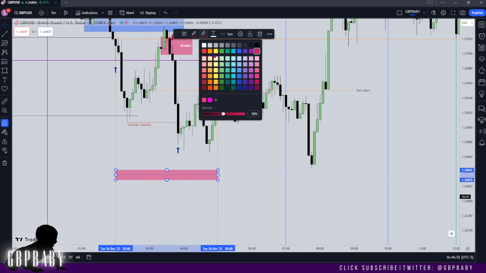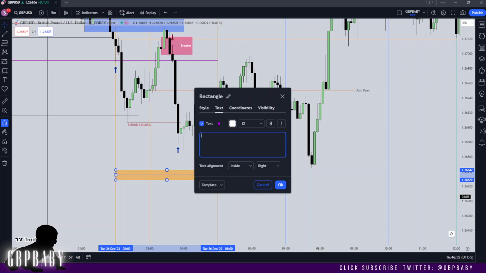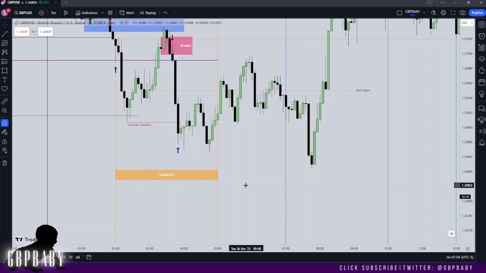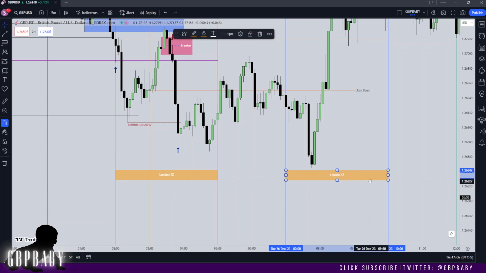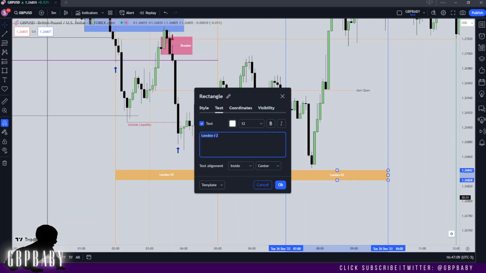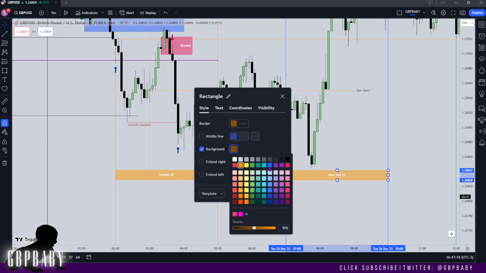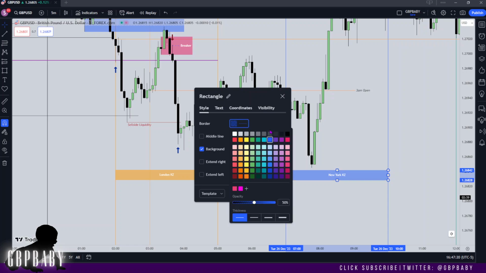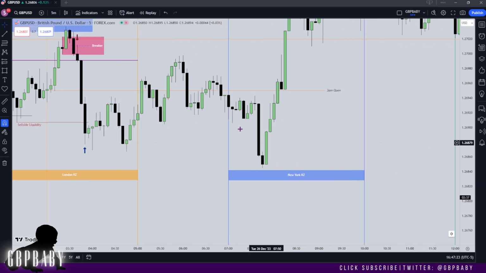Let me just make it clear for us. London kill zone. And now we want to look at the New York kill zone. So New York opens, we open below the 3 a.m.